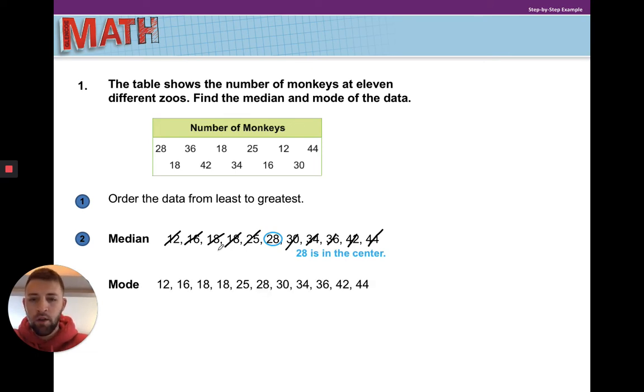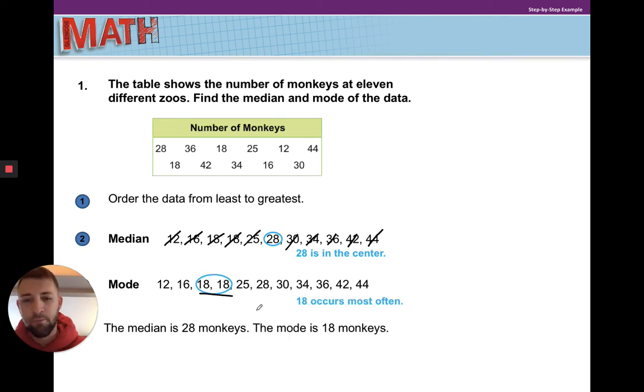The mode is the one that just shows up the most. So which number do we see the most often? Well, there's only one 12, there's one 16, there's two 18s, there's a 25, there's a 28, there's a 30, there's a 34, 36, 42, 44. So which one do we see the most often? We actually see the 18 most often because there's two of them. Okay, so the median in this case would be 28 because that's in the middle. And the mode, the one that we see the most, is 18.